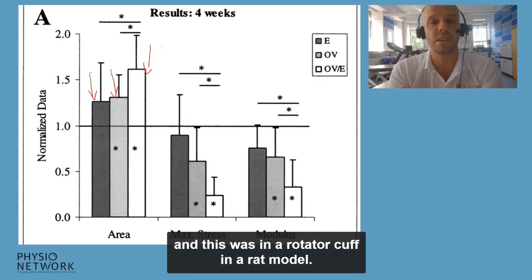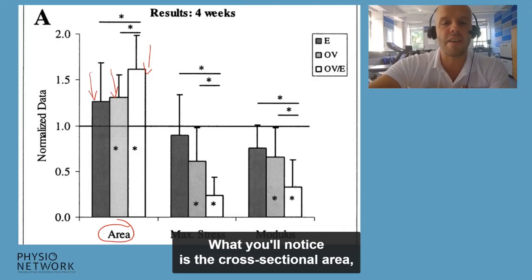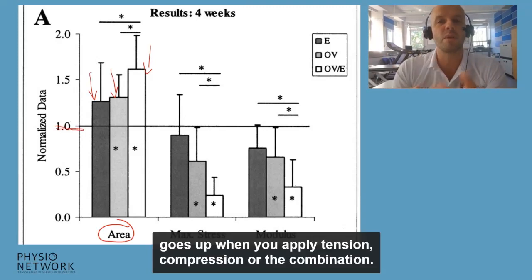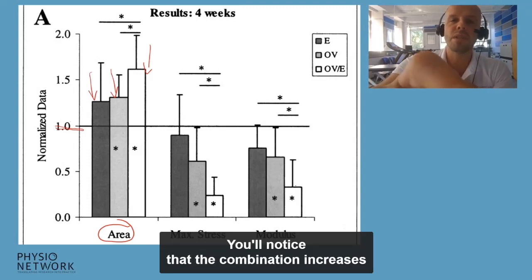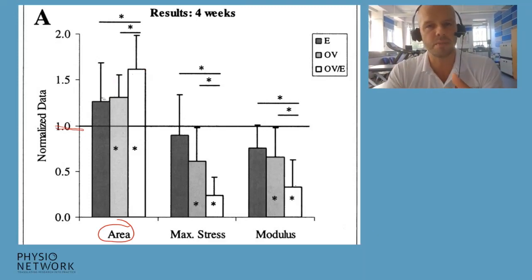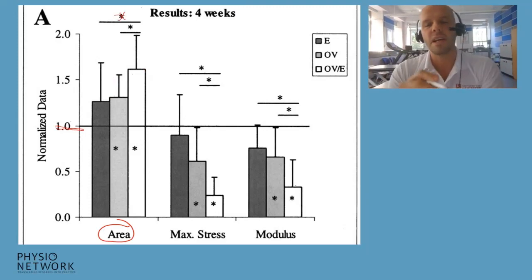And this was in a rotator cuff in a rat model. What you'll notice is the cross-sectional area from baseline here goes up when you apply tension, compression, or the combination. You'll notice that the combination increases the cross-sectional area of the tissue most. Okay, that was significant as identified by these little asterisks.